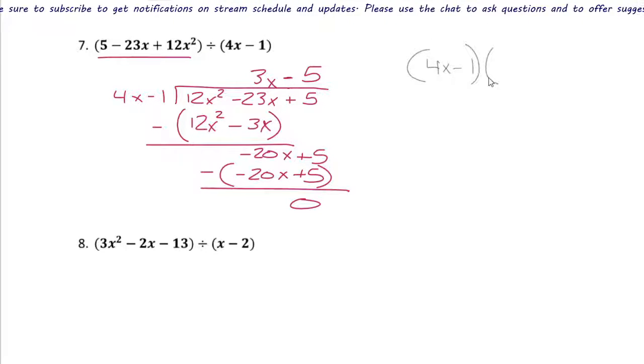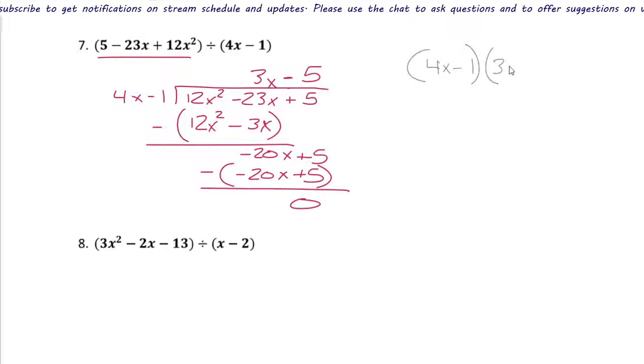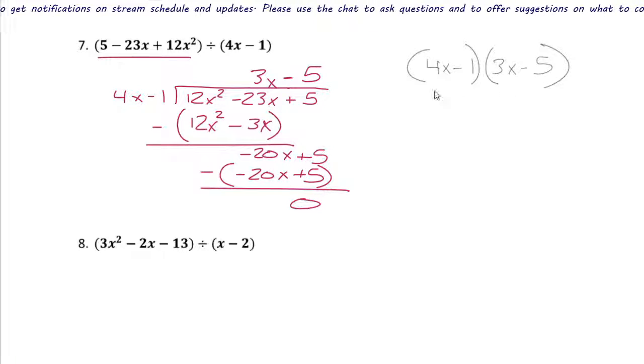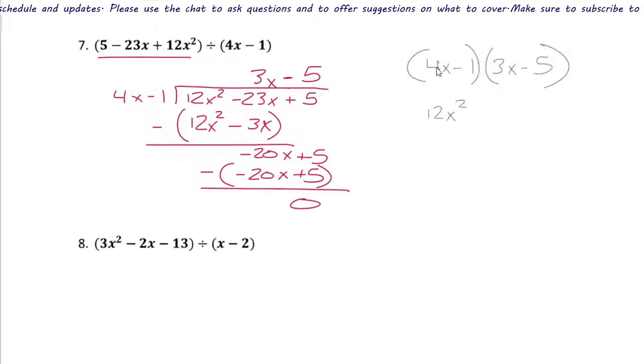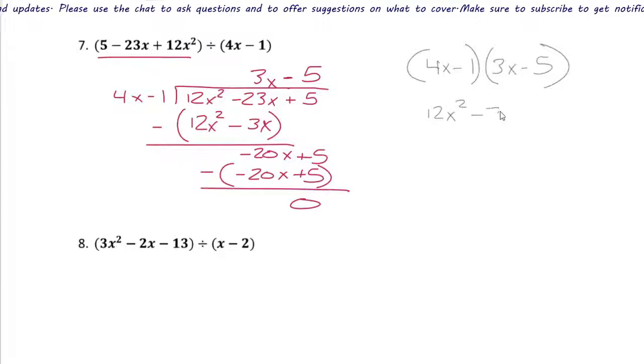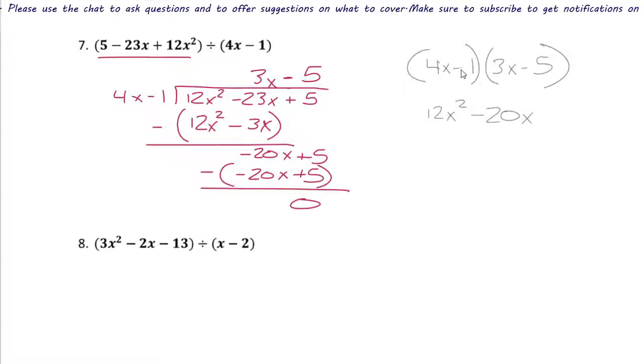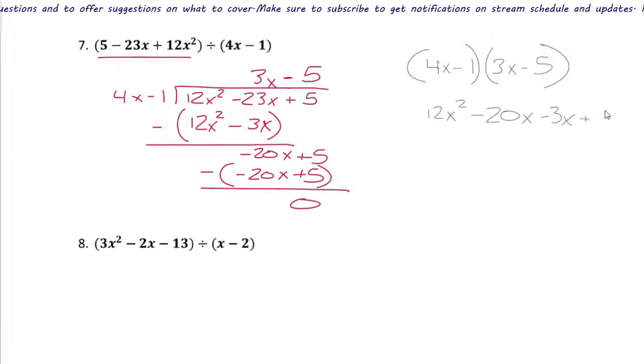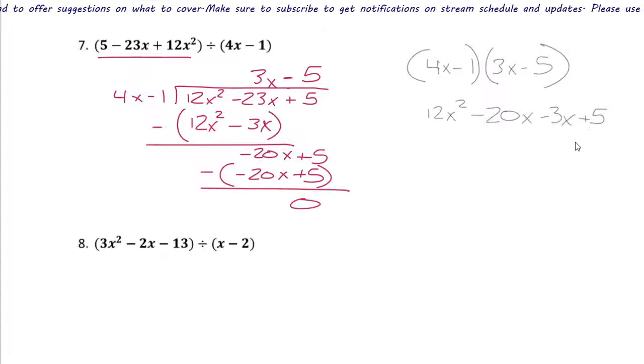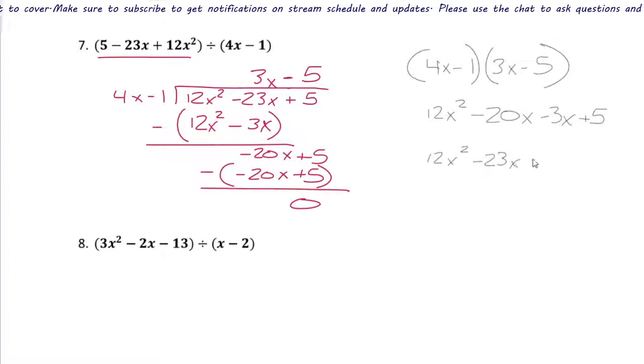And we're going to multiply that by our answer, 3x minus 5. 4x times 3x is going to be 12x squared. Outside, 4x times negative 5 is going to be negative 20x. Inner, or inside, negative 1 times 3x is going to be negative 3x. And then last, negative 1 times negative 5 is going to be positive 5. Simplify, you get 12x squared minus 23x plus 5.